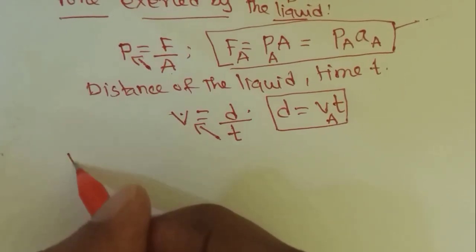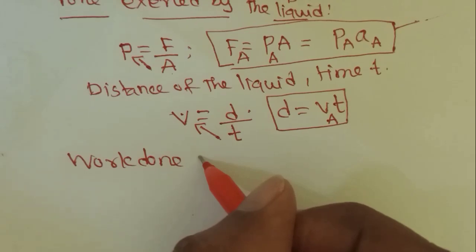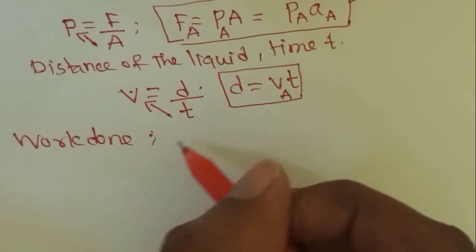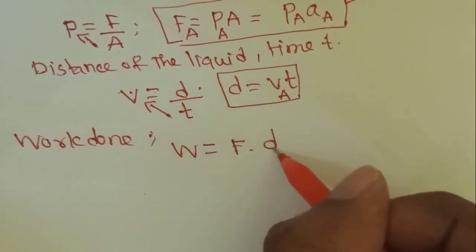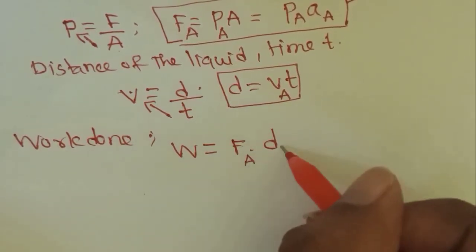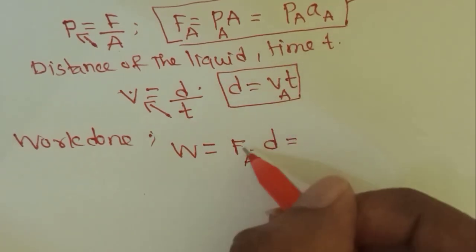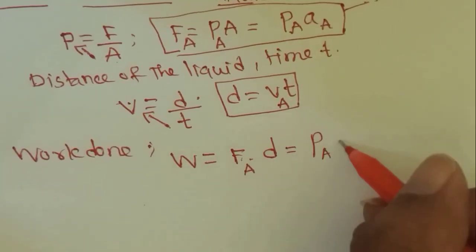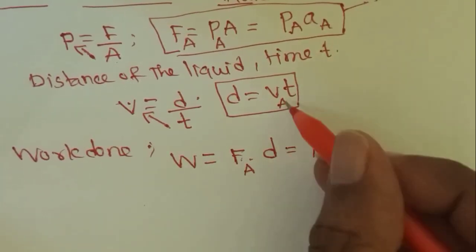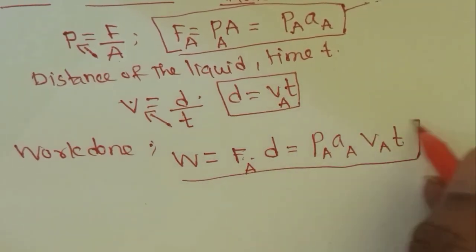Now you apply to find the work done. What is the work done? You know the normal formula of work done, W equals force into distance. So force is P a and distance you already found. So now apply the equation for both: force is P a, and distance is v t. So this is the work done of the liquid.